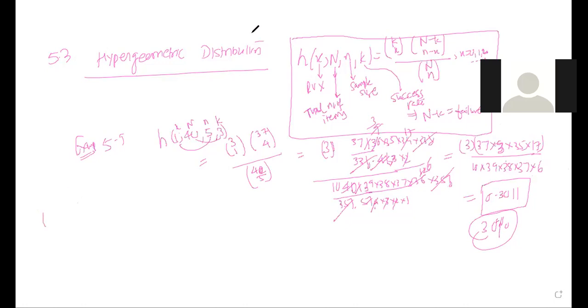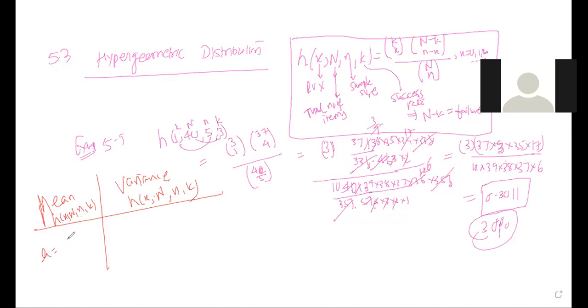Okay, and then after I would like to go for the mean and the variance for the hypergeometric distribution H(x; N, n, K). So mu is equal to np. That was the mean for the binomial distribution. But here my p is nothing but K over N. Please keep this thing in mind: my p is equal to K over N.